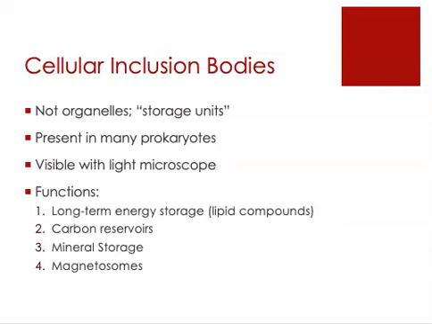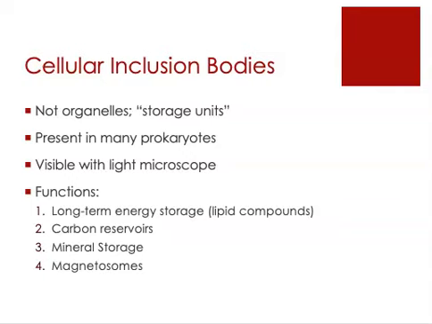Now, what do we find in these little storage units? Some inclusion bodies are actually there to hold on to lipid compounds. Remember, the lipids include fats. And just like in eukaryotic organisms like us, fats are a great way to store energy for the long term. So some prokaryotes put lipid into inclusion bodies as a way to store fat, just in case they need it at a later date. It's long-term energy storage for them.